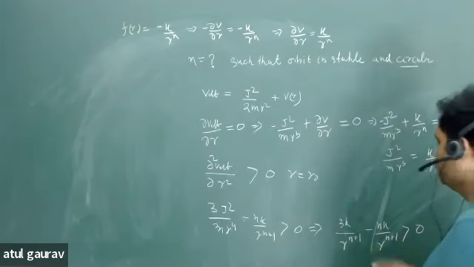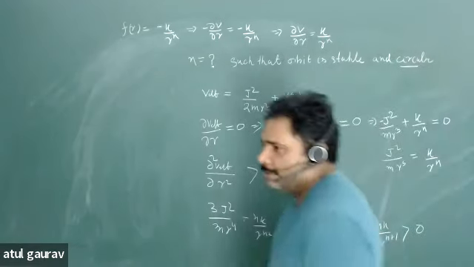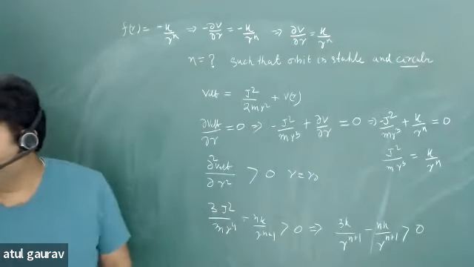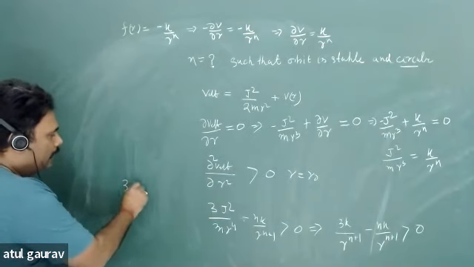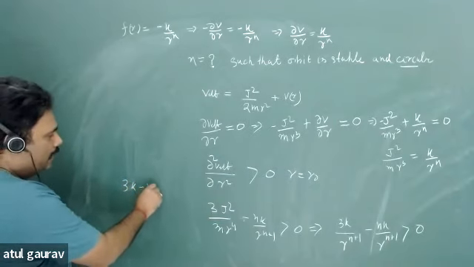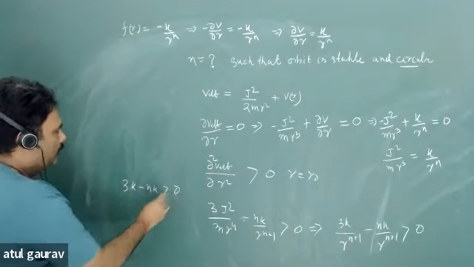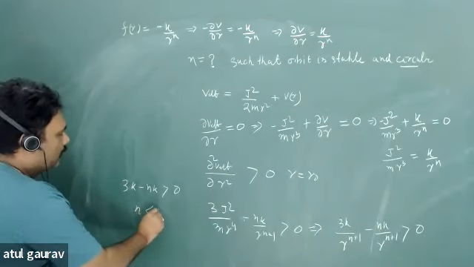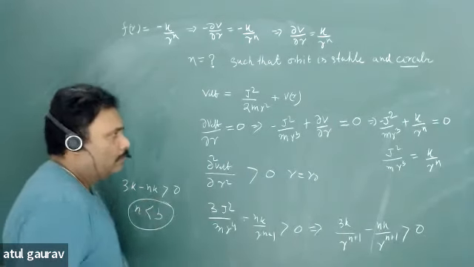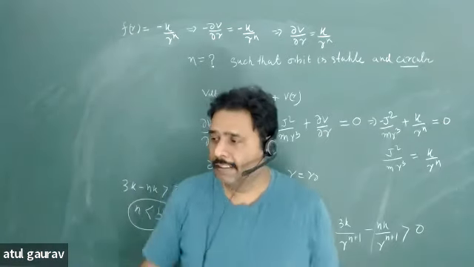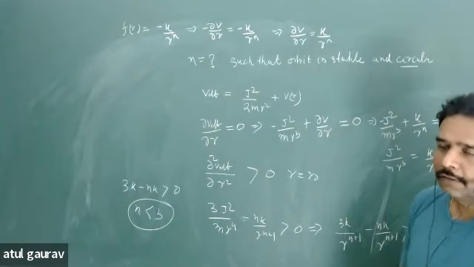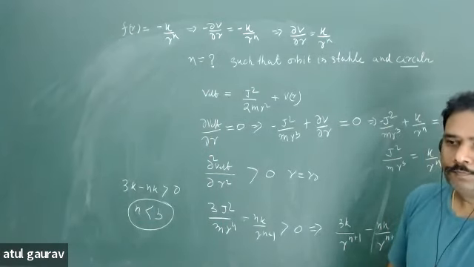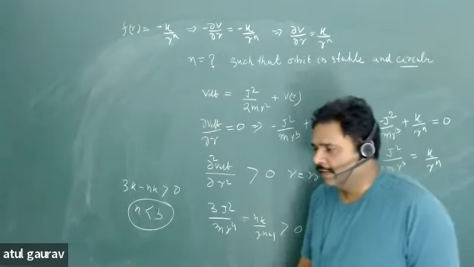And from here you can have an expression, and that expression is very interesting. This is all about 3k minus nk must be greater than 0. So n must be less than 3. Then only you can have a stable circular orbit. Everyone is comfortable?